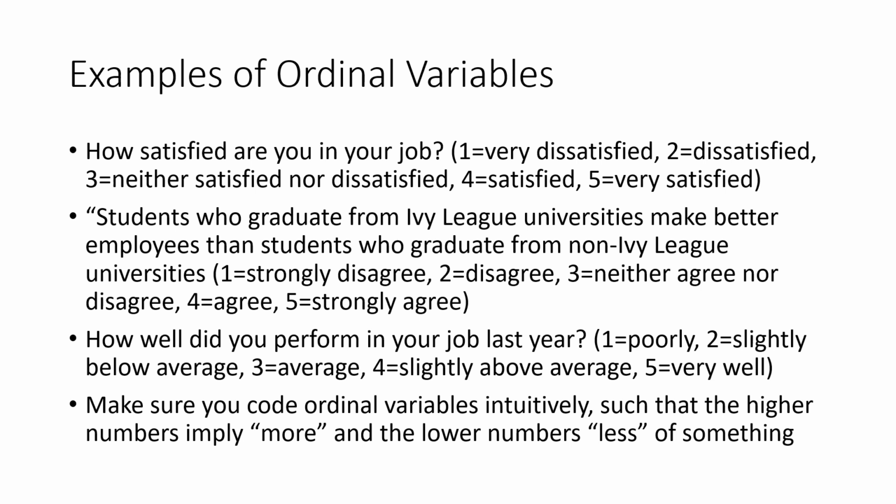They're hierarchical, but they need to be coded in order for the computer software to understand what these response categories mean. Now it's important to make sure that you code ordinal variables intuitively. And when I say intuitively, what I mean is that higher numbers should imply more of what you're measuring and lower numbers less of what you're measuring. It gets quite confusing if, for example, 1 equals very satisfied and 5 equals very dissatisfied, because what that means is as you go up in numbers, you're not getting more satisfied, you're getting more dissatisfied.